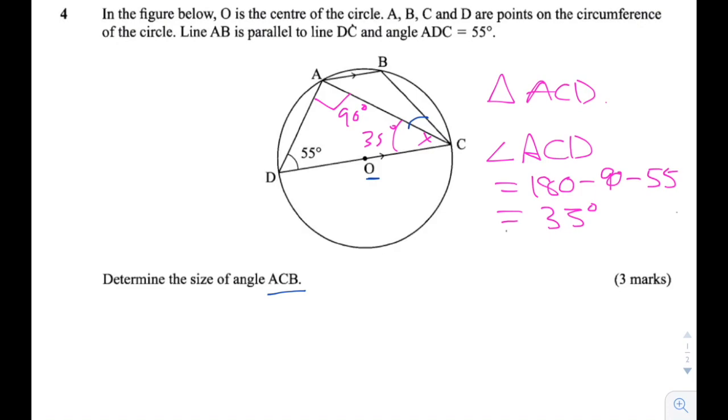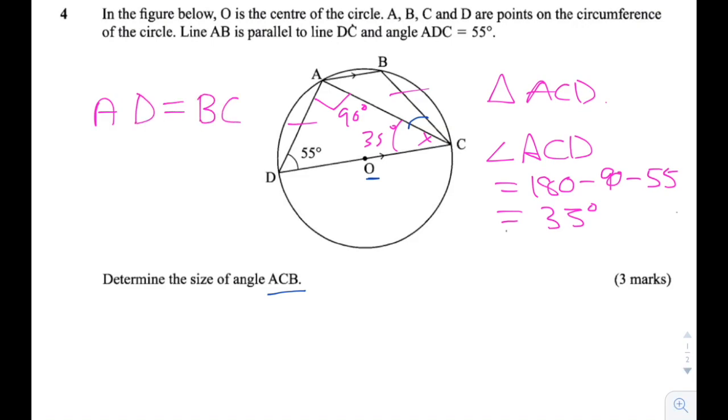So with angle ACB, what we need to notice here is that this shape ABCD is an isosceles trapezium. It's an isosceles trapezium because this side here, BC, and this other side here, AD, are equal in length. So AD is equal to BC.